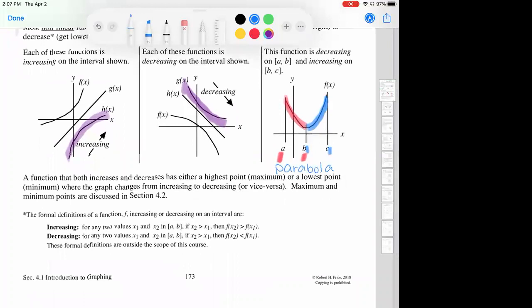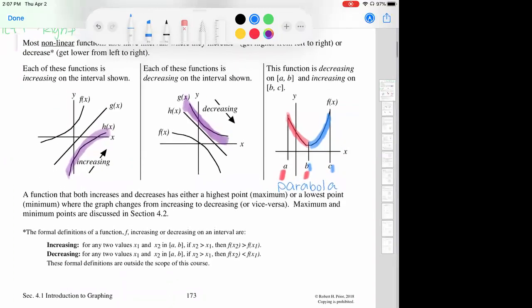And a parabola has a portion where it's decreasing and a portion where it's increasing. Reading forward, a function that both increases and decreases has either a highest point, a maximum, or a lowest point, a minimum, where the graph changes from increasing to decreasing or vice versa. Maximum and minimum points are discussed in section 4.2.